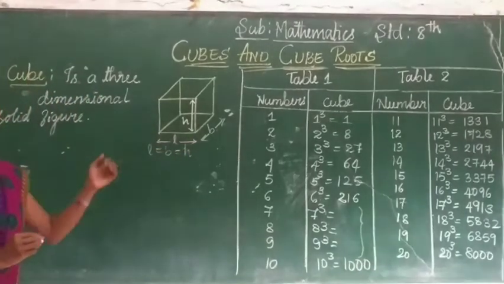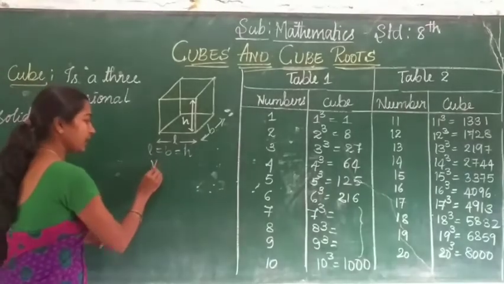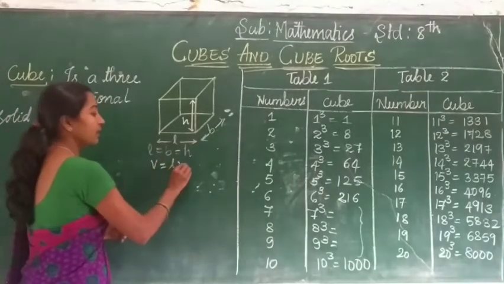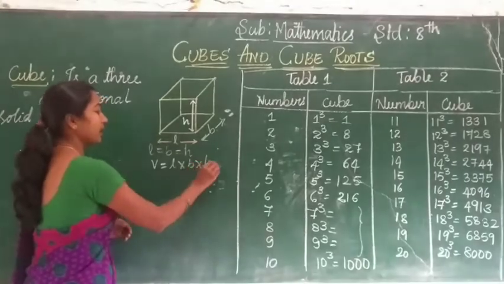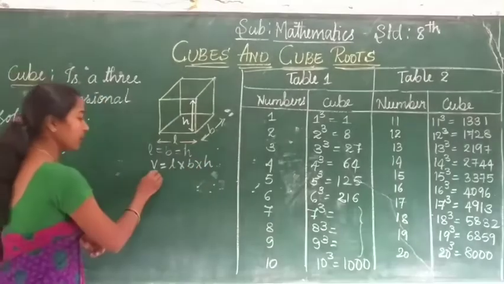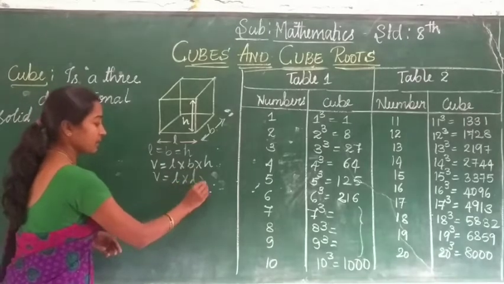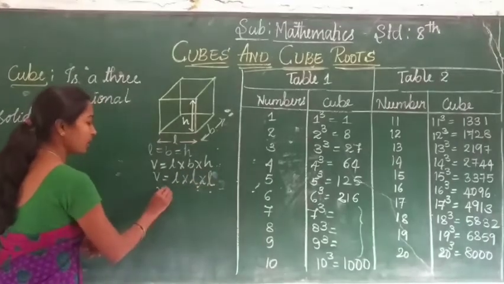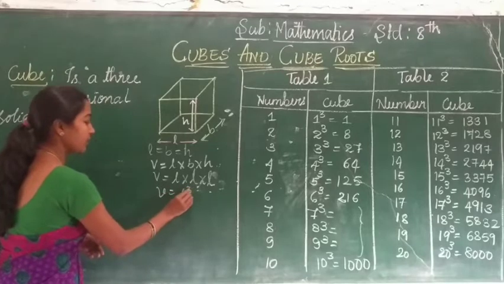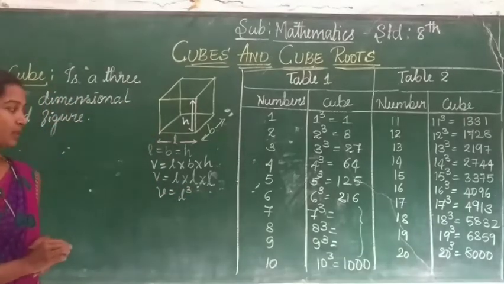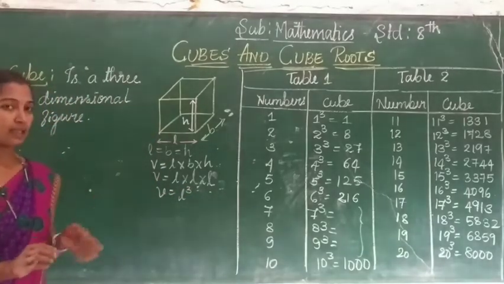And the volume of this geometrical figure, we can calculate by using the formula length into breadth into height. Here all are equal, you know. Instead of L, B is also L, H is also L. So the volume of this figure is equal to L cube. Volume of this cube is L cube.